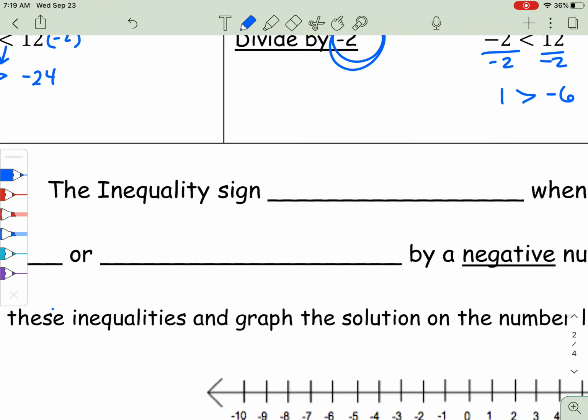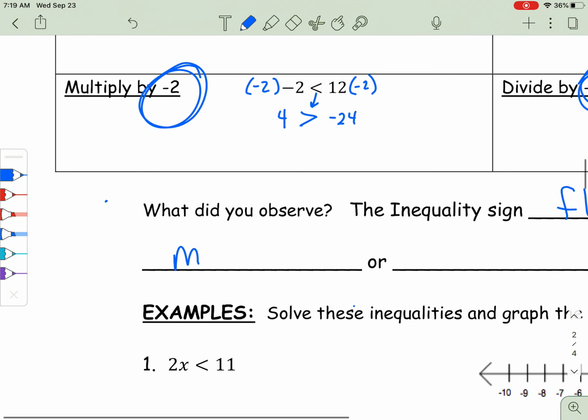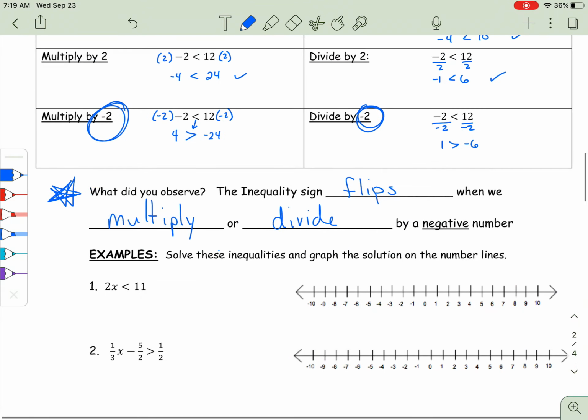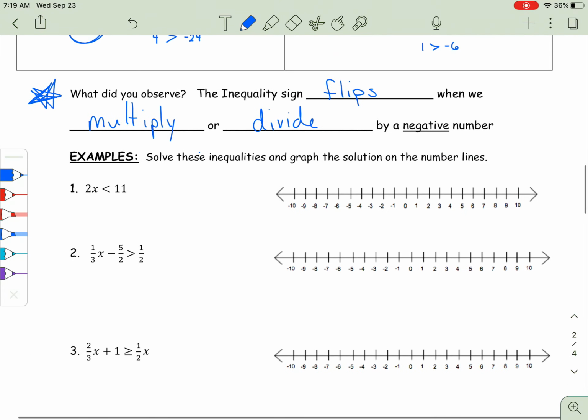Okay, so what did you observe? The inequality sign flips when we multiply or divide by a negative number. This is huge. You need to know this. This is the biggest mistake in this section by students. Okay, so a couple more examples here.